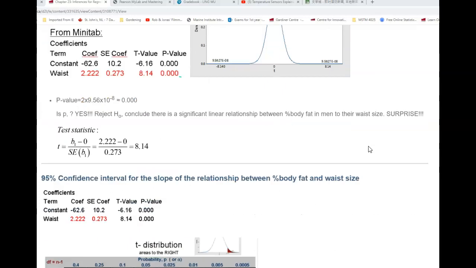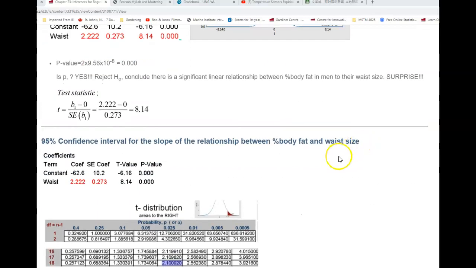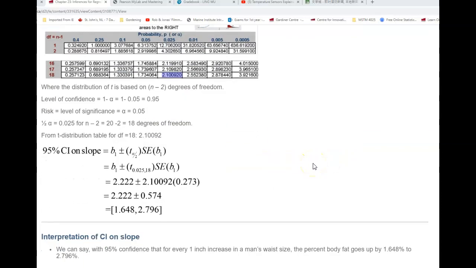So there is the 90% confidence interval for the slope. So that's for the slope. In this condition, in the notes we calculate this one. This is because Minitab does not provide this function, but Excel has these values provided. Remember, this 95% confidence interval on the slope B1 is between 1.648 and 2.796.